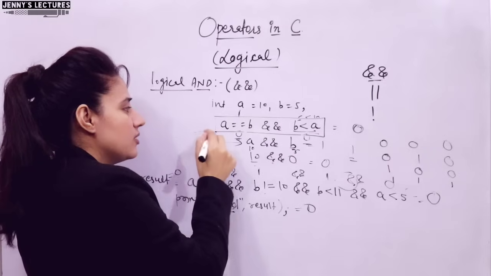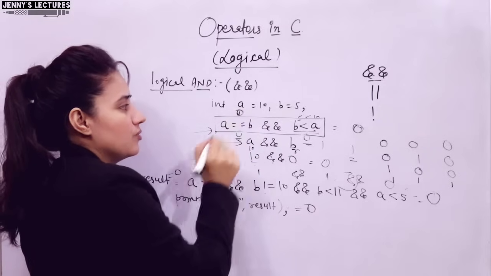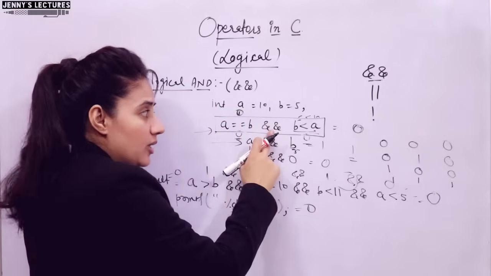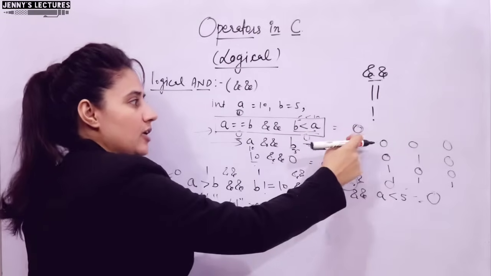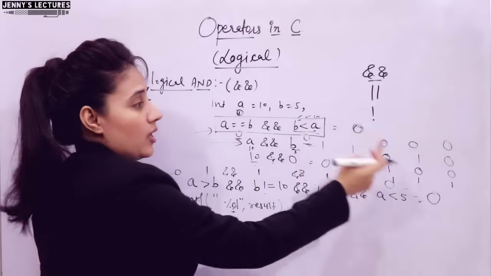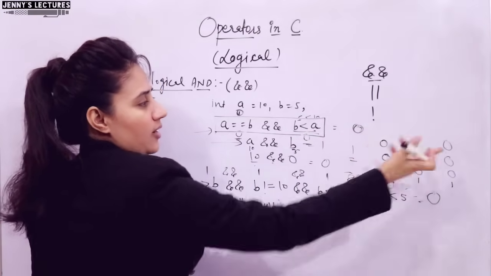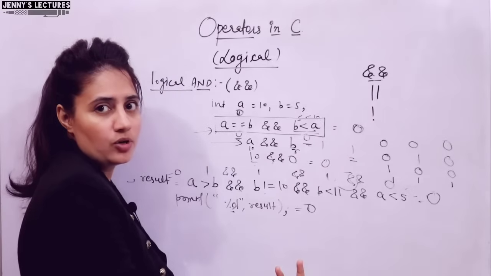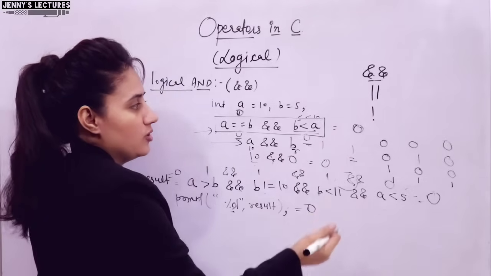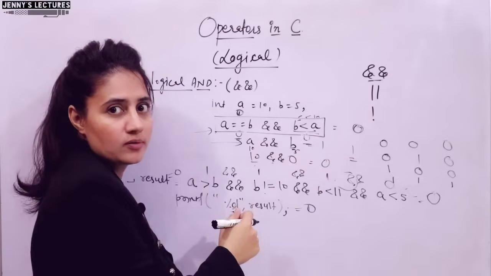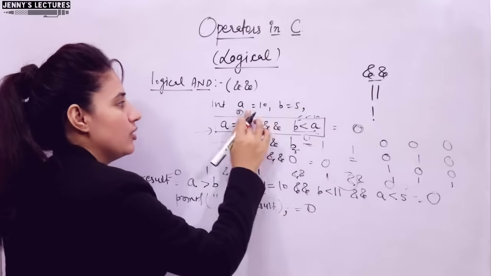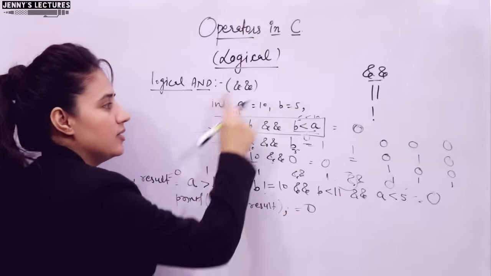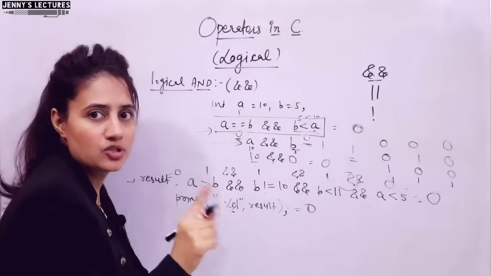If the first condition is 0, then in logical AND it will not check the second condition; it will directly give output 0. Why so? Because if the first is 0, then ultimately it will give output 0, it will give you false, so there is no need to check the second one. So only the first one would be checked. If it is 0, then it will give 0. If the first operand is 1, then only it will check the second condition in logical AND.